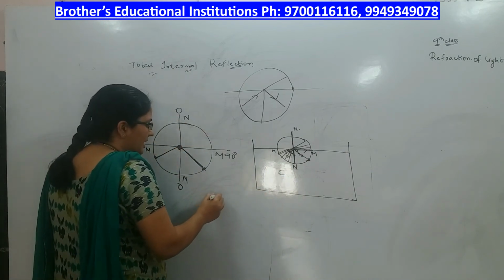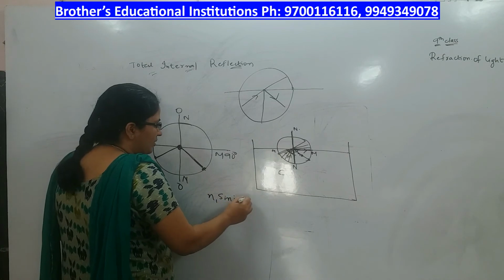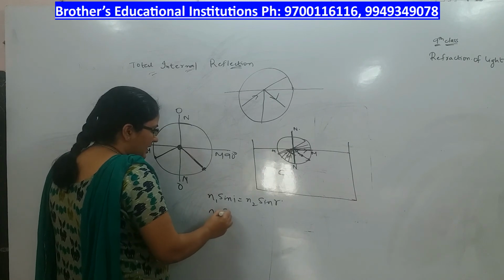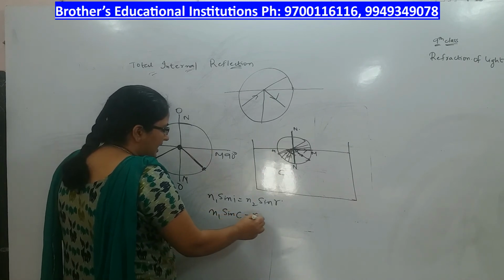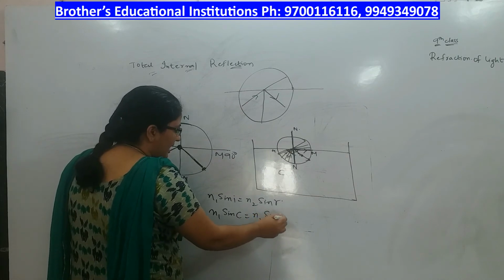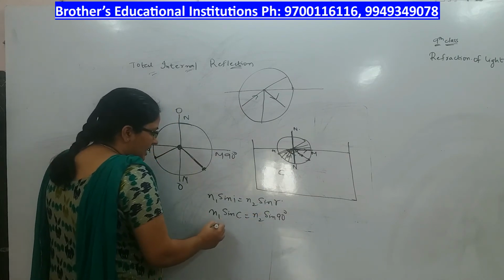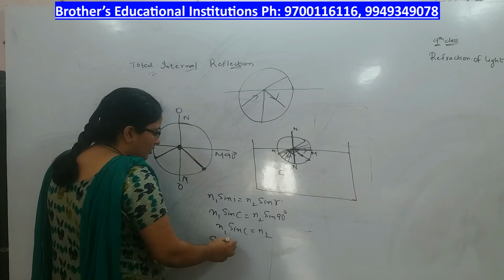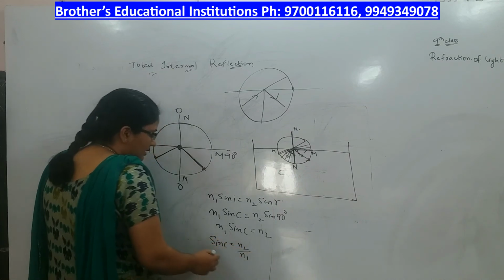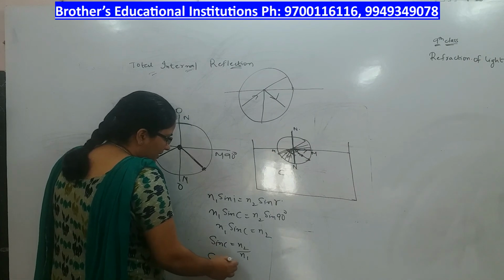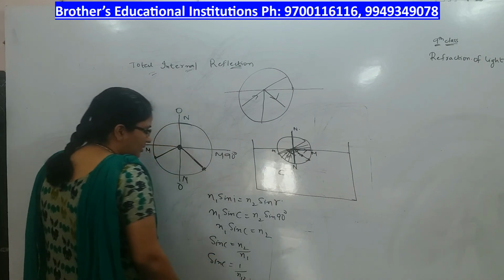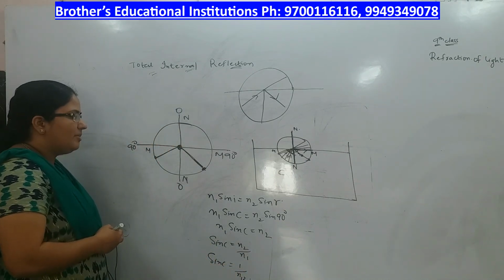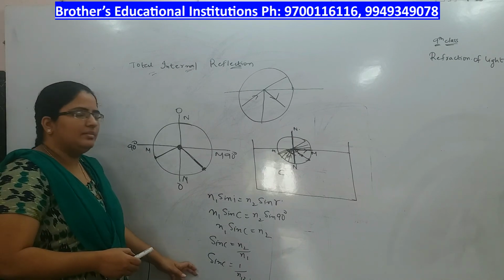You know that N1 sin i is equal to N2 sin r. Here if i is the critical angle C, and r is the angle of refraction, that is 90, N1 sin C is equal to N2. Sin C is equal to N2 by N1. Sin C is equal to 1 by N12. If this goes down, you can write it as 1 by N12. So using this formula, you can find the critical angle here.